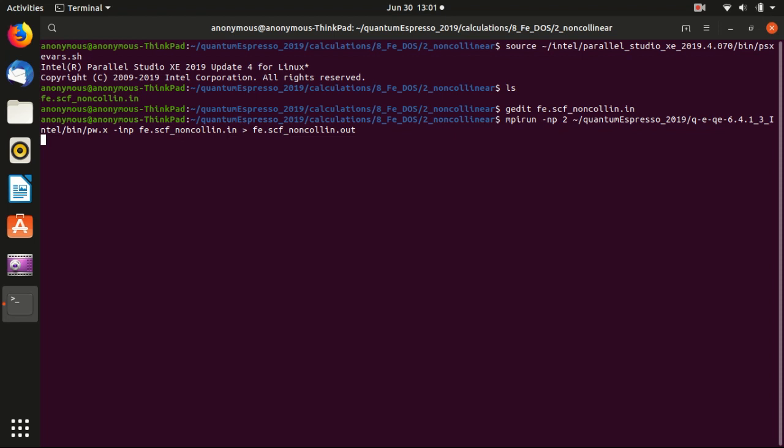So we just wait a little bit. In the meantime, if you want to check the output of the calculation, you can open a new terminal and use the tail -f command. Okay, so this is finished. We take a look at the output.